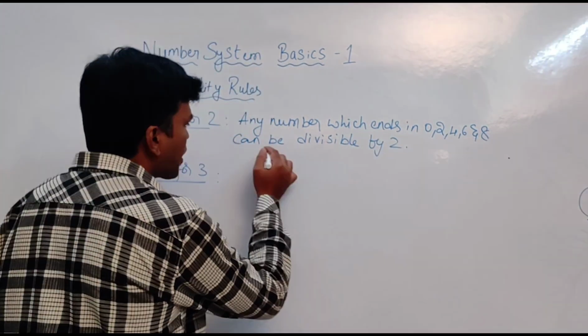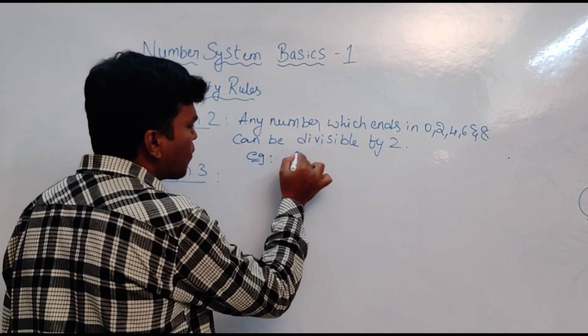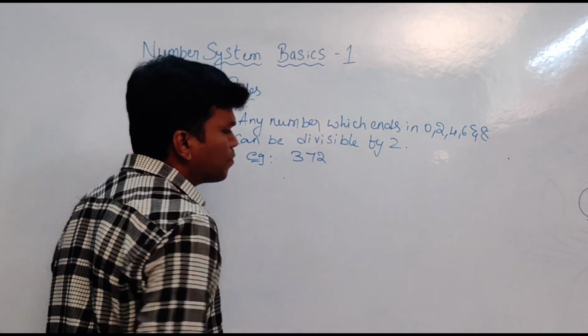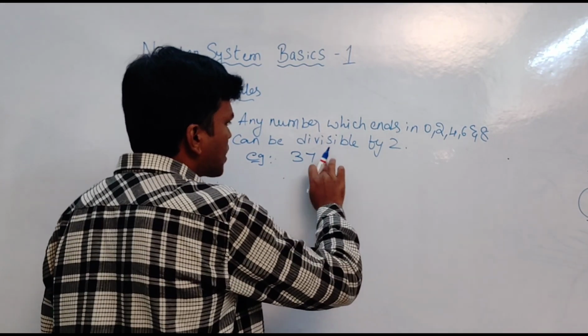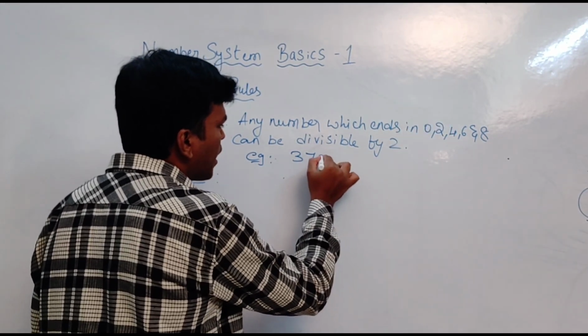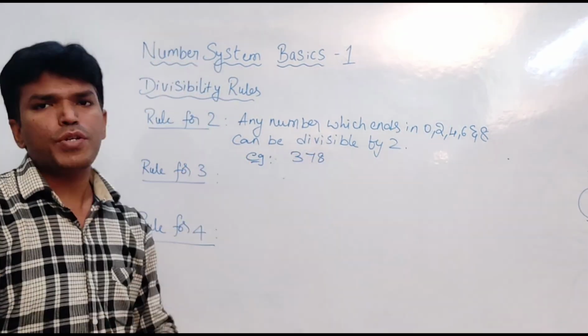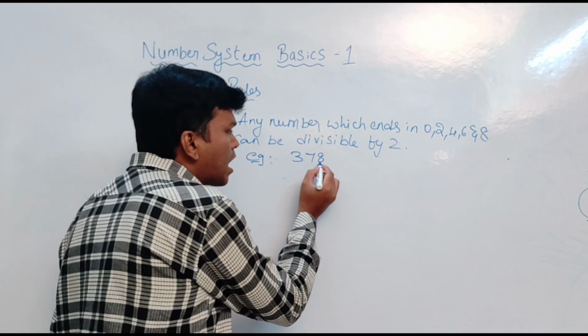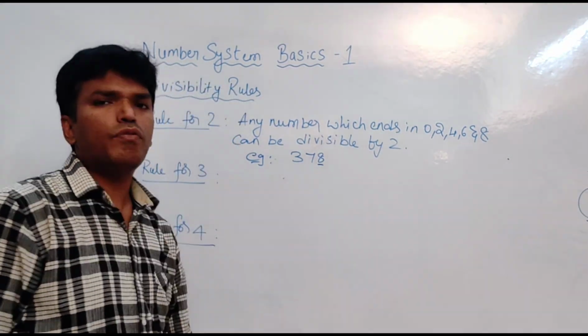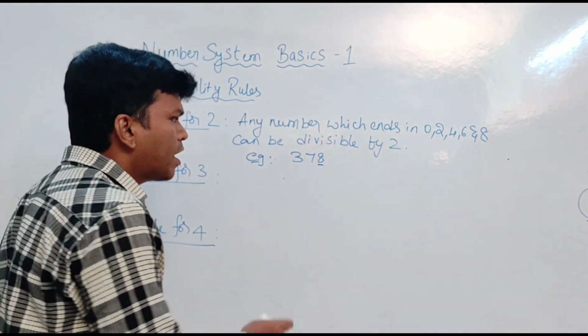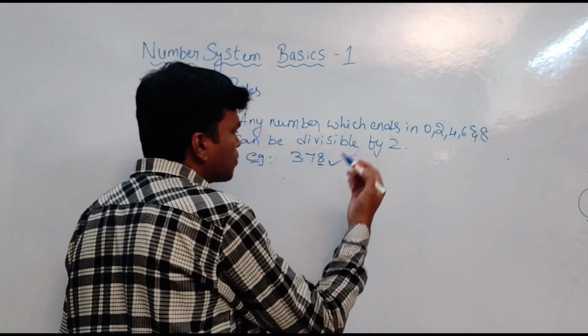Let us take an example. I want to check whether 378 is divisible by 2 or not. What is the last digit? 8. Therefore, you can directly say that this is divisible by 2.